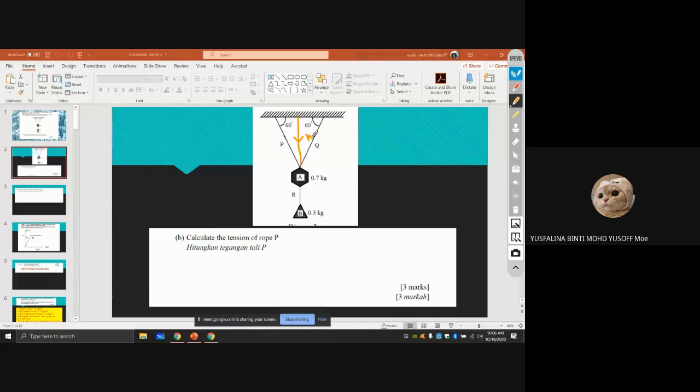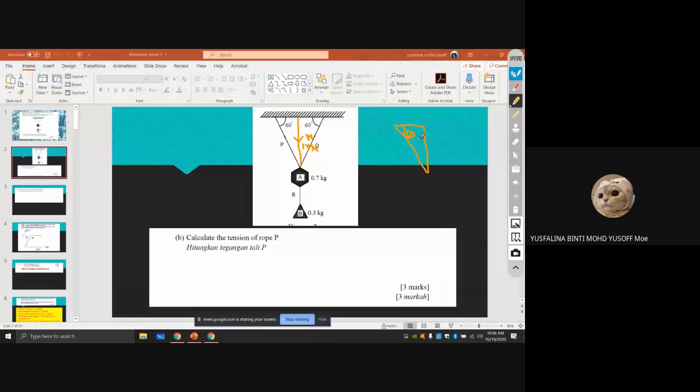It's already given you the mass, right? So the mass of A and B, if you add, 0.7 plus 0.3 is 1. Then you change to Newton, so it should be 10 Newton here. Then the next thing, you draw the triangle. Only take half of it like this. So this one should be 60.